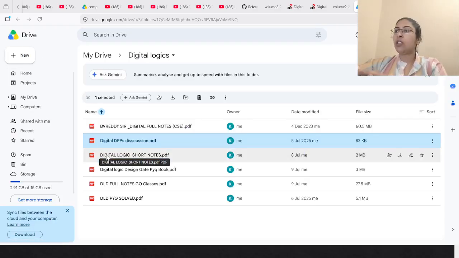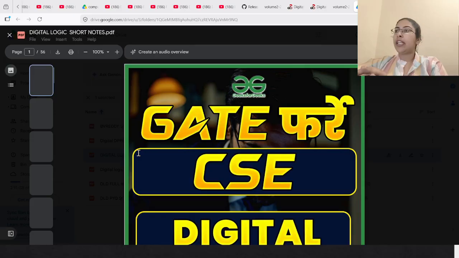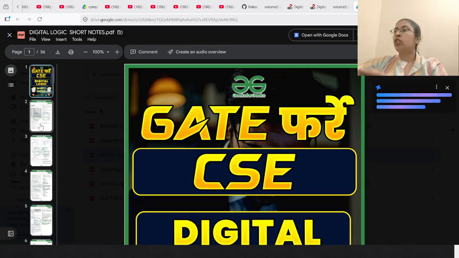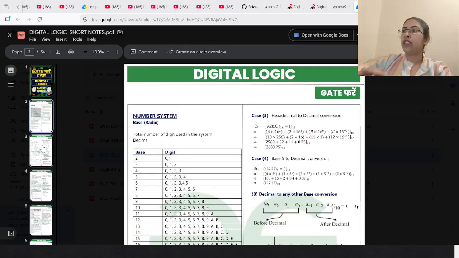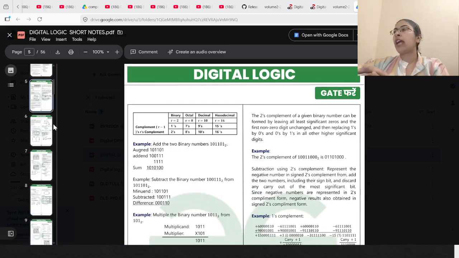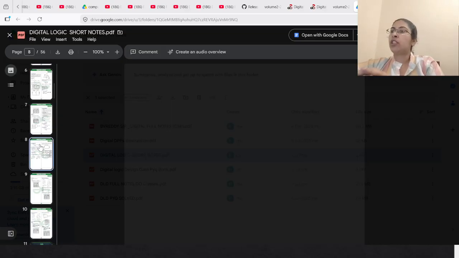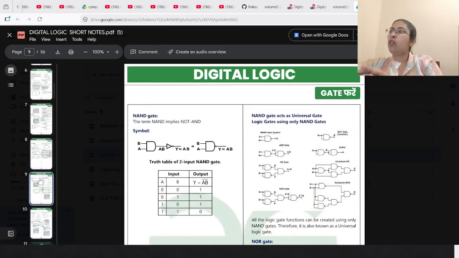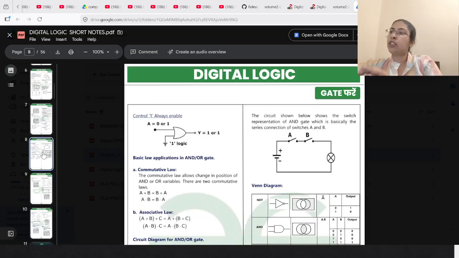Next is the digital logic short notes. Let me show you the digital logic short notes. These are GHG digital logic short notes, which you can use at the time of the examination. They are in short form, 56 pages of notes, so you can follow these notes.